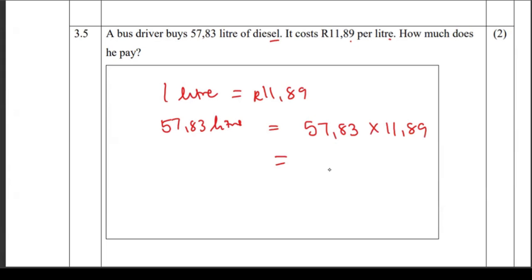Okay. So let's see, 11.89, and then that gives us 687, we can say 690 if we are to round it off. All right, so that is that.